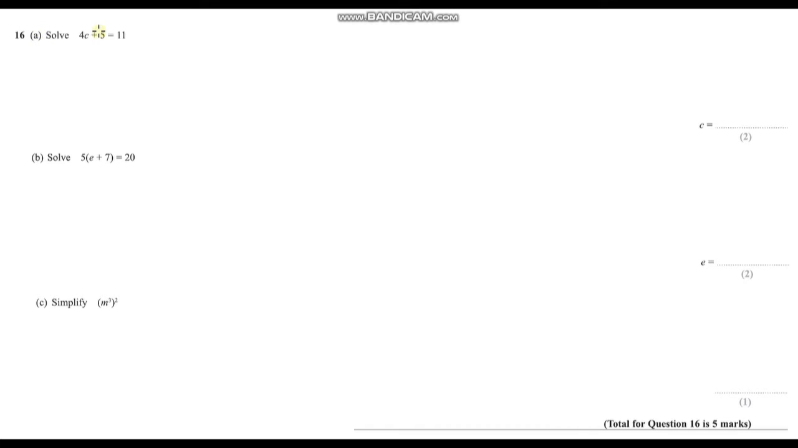Question 16a, solve this equation. So let me just write it out here. So we've got 4c plus 5 equals 11. So the first thing I'm going to do is get rid of this 5. So if I subtract 5 from both sides, I'm left with 4c is equal to 6. Now if I divide both sides by 4, I get c is equal to 6 over 4, which we can simplify. I can divide both numbers by 2, so that is 3 over 2. So that is our answer, 3 over 2.